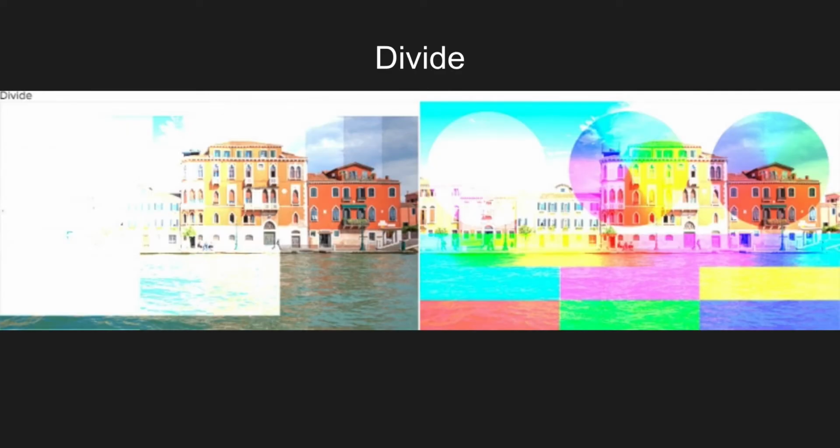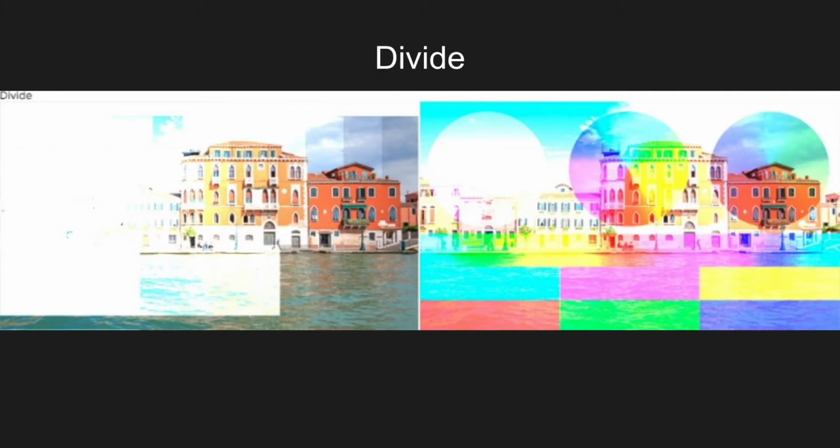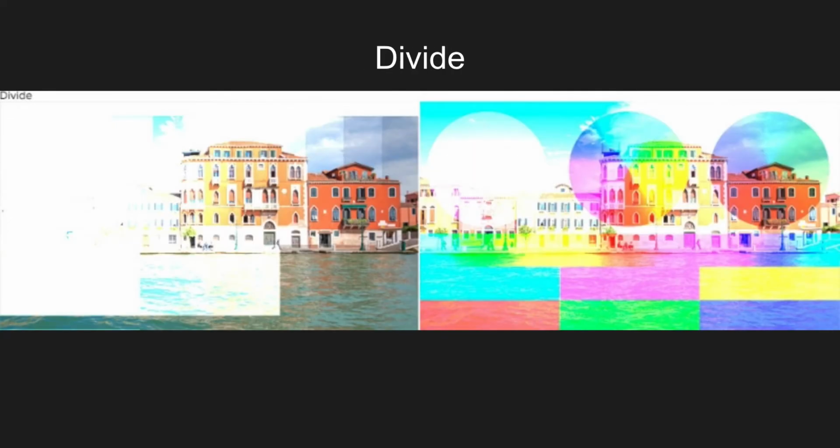Next one is divide, which produces the opposite effect as subtract. White has no effect this time instead of black. And only the blend values get darker. The results get brighter. So as the blend layer is getting darker on the top here, you can see it going from white to black on that left side. It's producing a brighter and brighter effect.